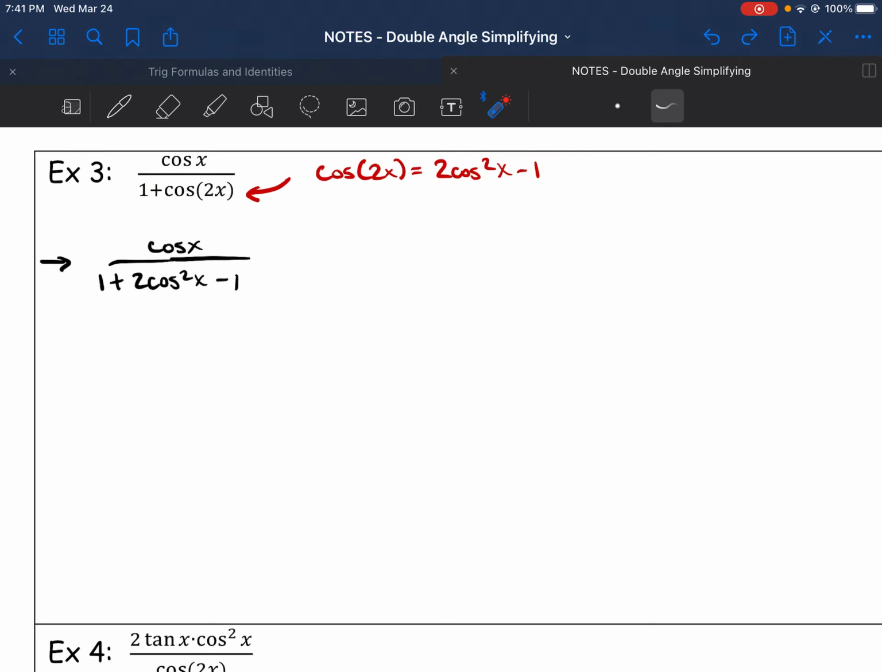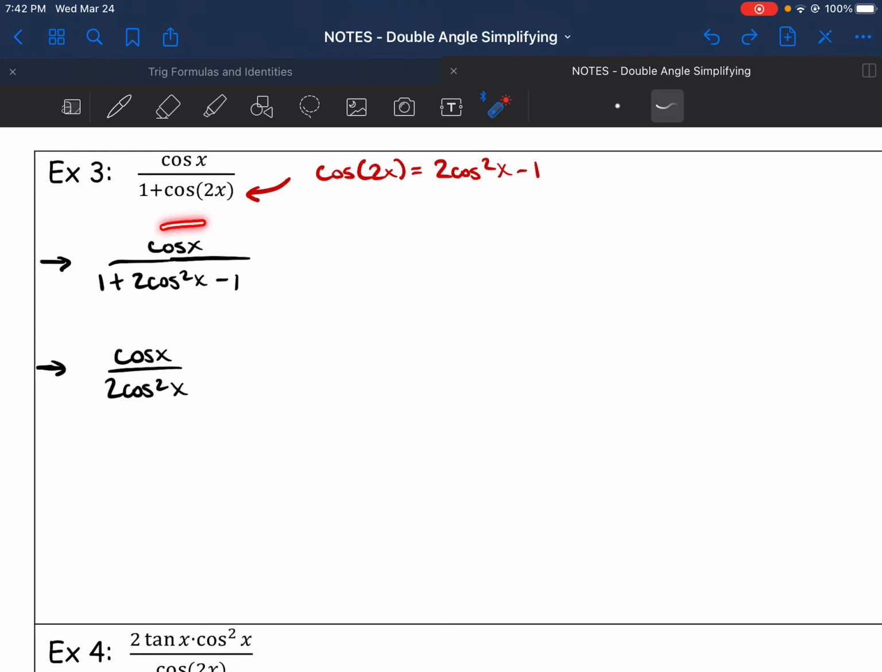It's just something that, as you do more and more of these examples, you start to notice. So this is the replacement that I made. I end up using this formula. So replace cosine of 2x with 2 cosine squared of x minus 1. We can see the positive 1 and the negative 1 will combine to make 0. They cancel each other out.